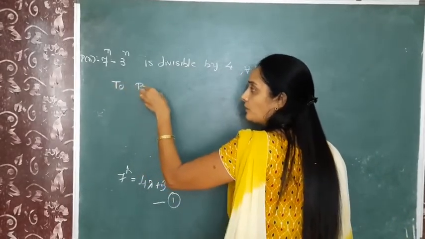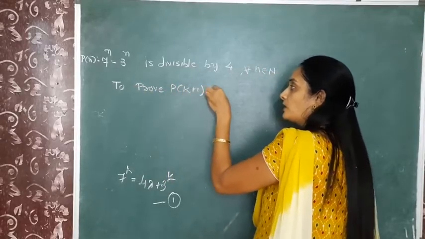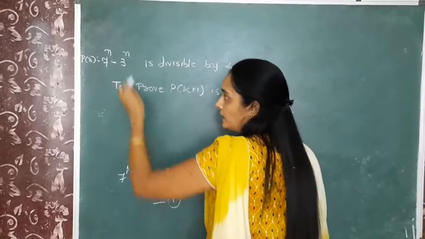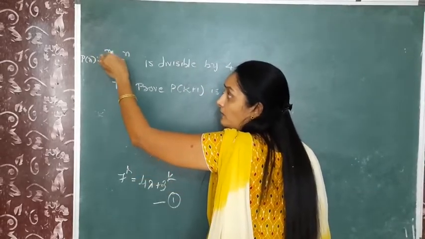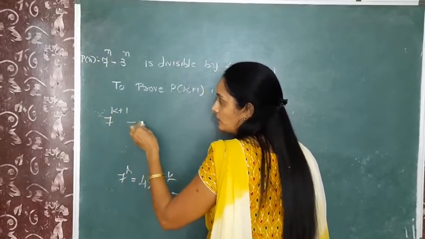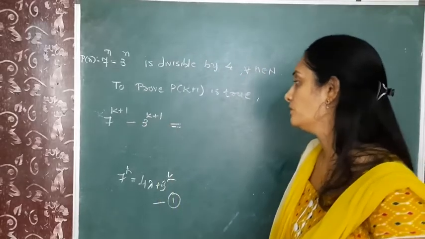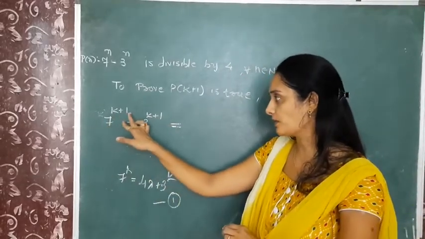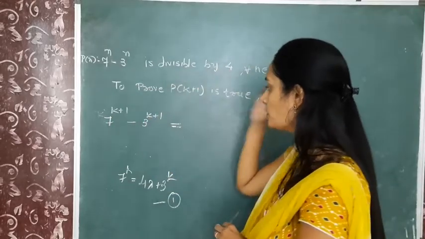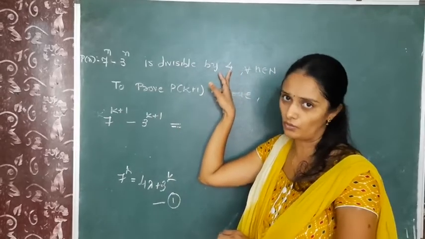Now we have to prove P of k plus 1 is true. We can write k plus 1 when we see n. So we can write 7 raised to k plus 1 minus 3 raised to k plus 1. Now we have to show that 7 raised to k plus 1 minus 3 raised to k plus 1 is divisible by 4. That means this term has one factor as 4.